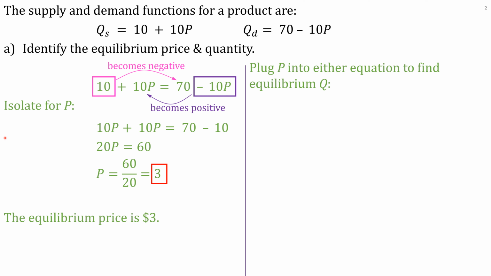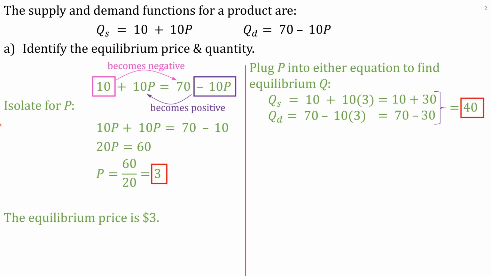Now that you know the price, you have to find the quantity. Now you have two options here. One of them is use the first formula with the supply. The other one is use the second formula for demand. It's a good idea to do both just to confirm because they should give you the same answer. So you just plug in 3 instead of P into either of the two equations. And if you do the math, you're going to get 40 either way. All right. So again, you write a sentence of interpreting what it is. So the equilibrium quantity is 40 units.